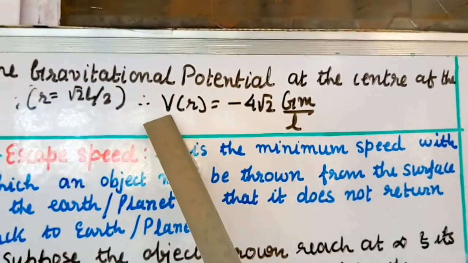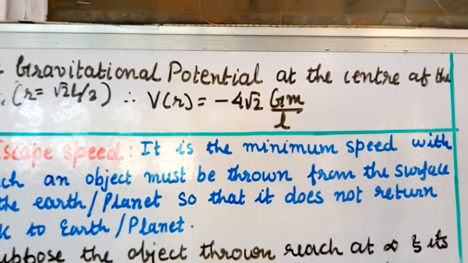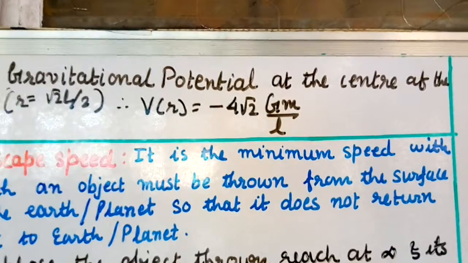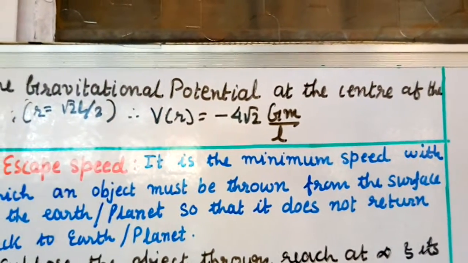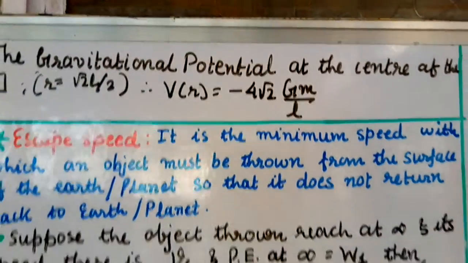So now the potential V_R equals minus 4 root 2 G M by L. You place the values and you can calculate, right? So that will be done by you. I have directly calculated, you can try yourself.